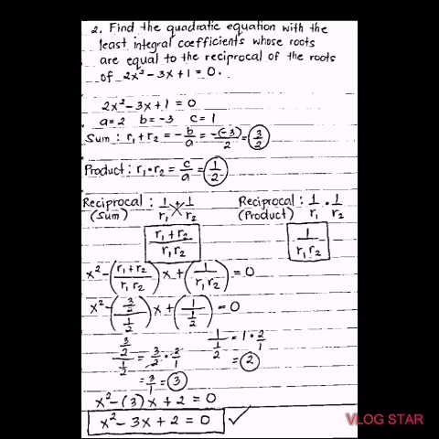Okay, simplify. X squared, negative times 3 times x is negative 3x plus 2 equals 0. So therefore, the quadratic equation we are looking for is x squared minus 3x plus 2 equals 0.